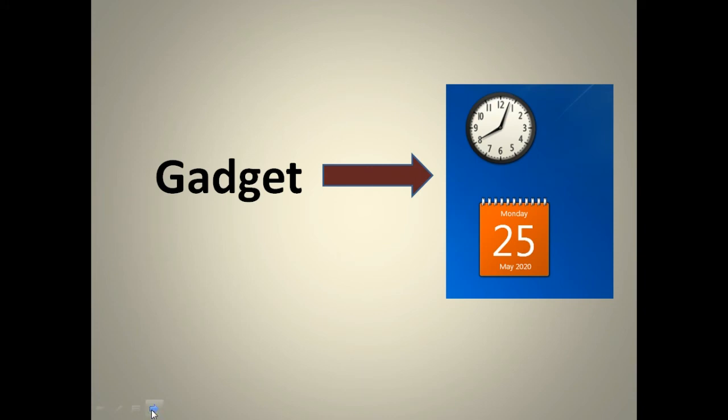Gadgets are the application programs which can be placed on a desktop for decoration and even for quick reference, so you can easily view them. Like we can use clock, we can use calendar, puzzle games, many are there. These gadgets are available only from Windows 7. In the versions above it you can see this, but below Windows 7 versions there was no concept of gadget.